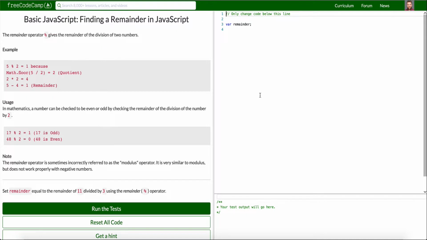JavaScript Algorithms and Data Structures Certification, Basic JavaScript. So we'll be starting with finding a remainder in JavaScript. The remainder operator is the modulus. It gives you the remainder of the division of two numbers.